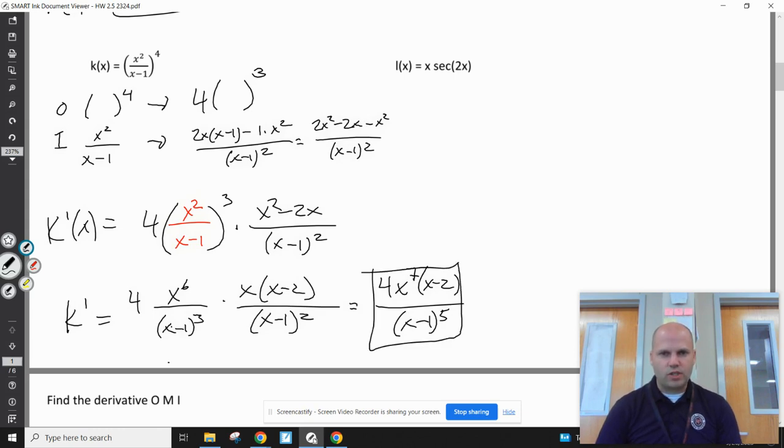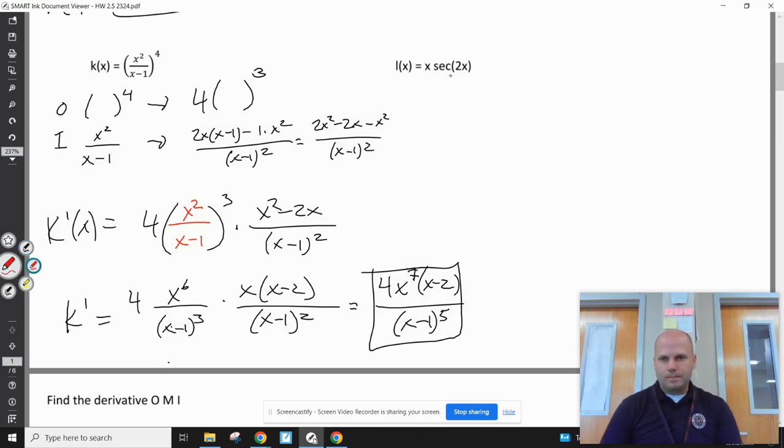This is kind of what's expected for a test question that you're going to see, where we have this quotient rule inside the chain rule, this kind of distribution and simplification. Don't think that because you get this and you don't see that answer that you're wrong. Just keep working.